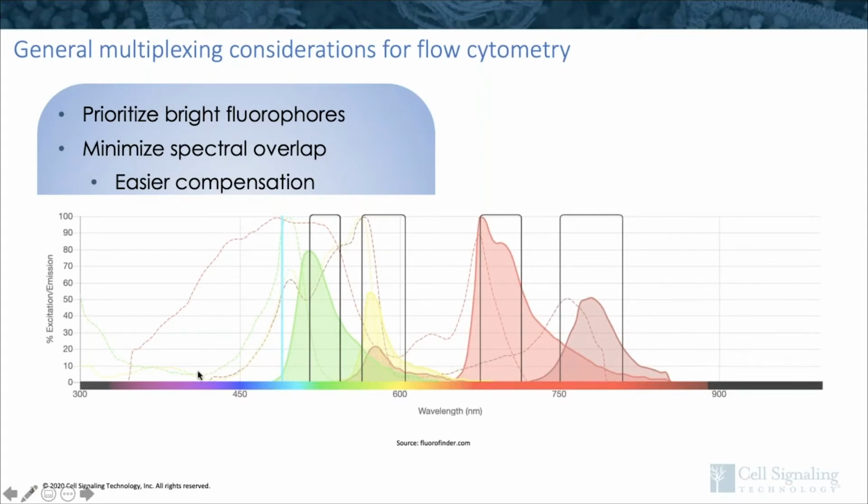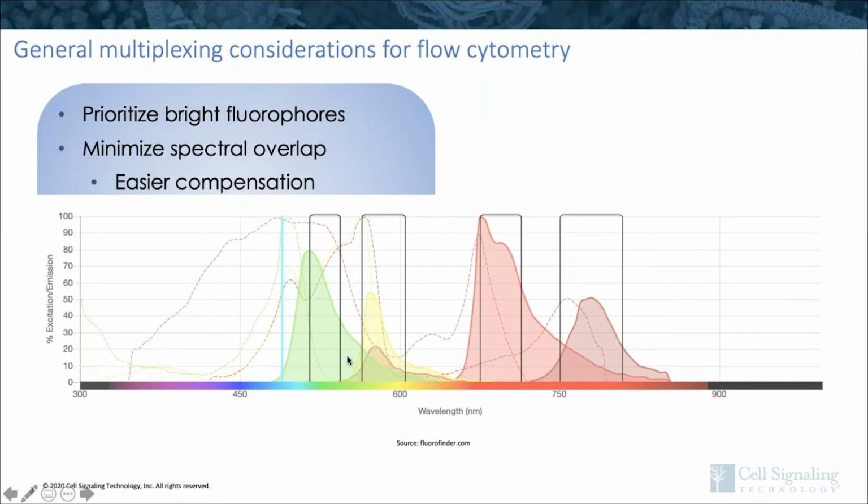And so the excitation peaks for, in this case, 4 different fluorophores are shown in the colored dashed lines. And in the solid lines, we're looking at the emission peaks. And these are 4 different fluors that are excited by our 488 nanometer blue laser. And I've also included in black here the filter sets that are available on my cytometer.